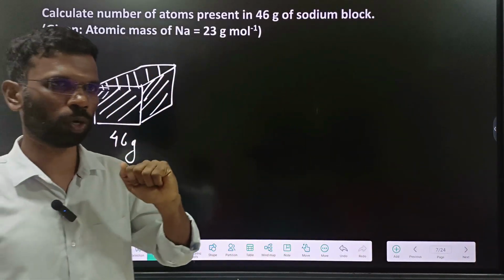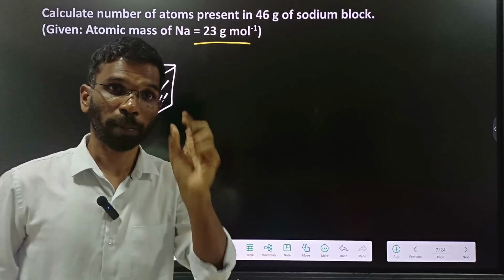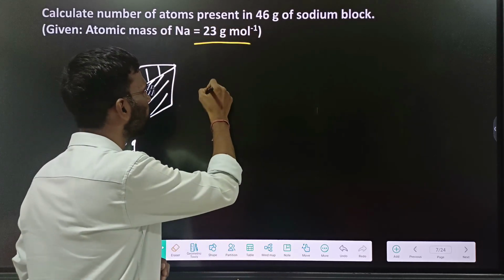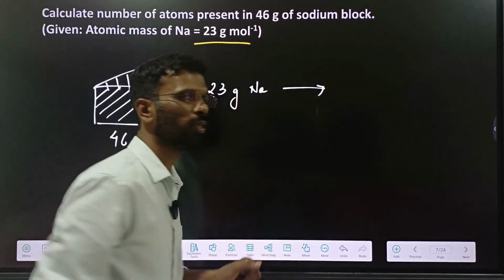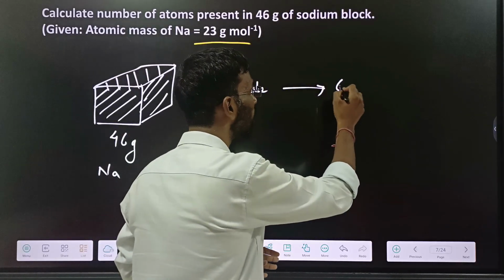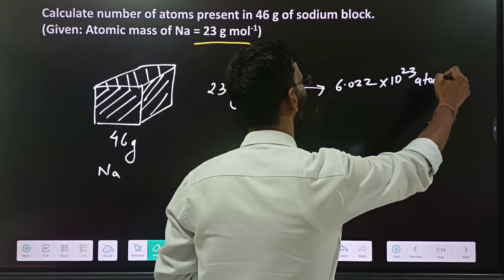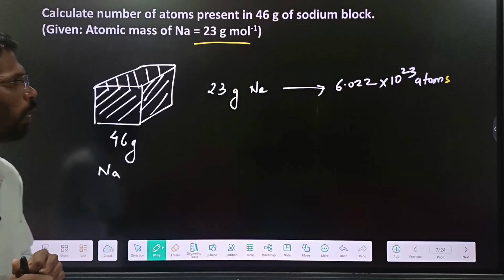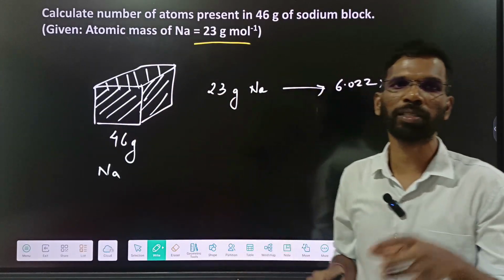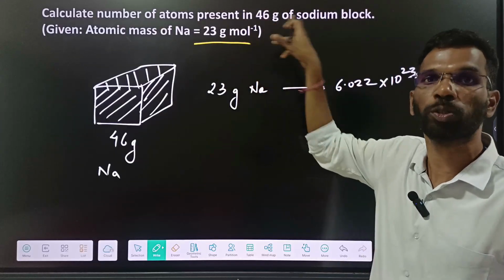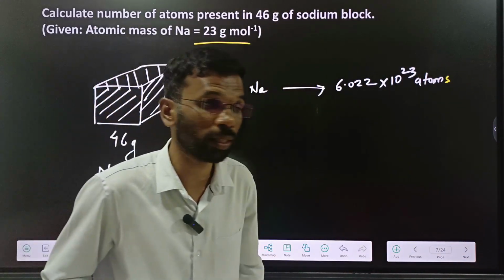Now the concept is what? We know that the atomic mass of sodium is 23 grams, which means we have something standard. We say that 23 gram of sodium will have 6.022 into 10 raised to 23 atoms. Clear? Why am I writing this? Because this is the definition of the atomic mass. Atomic mass means 23 grams per mole, which means 23 gram is a mass of 6.02 into 10 raised to 23 atoms.